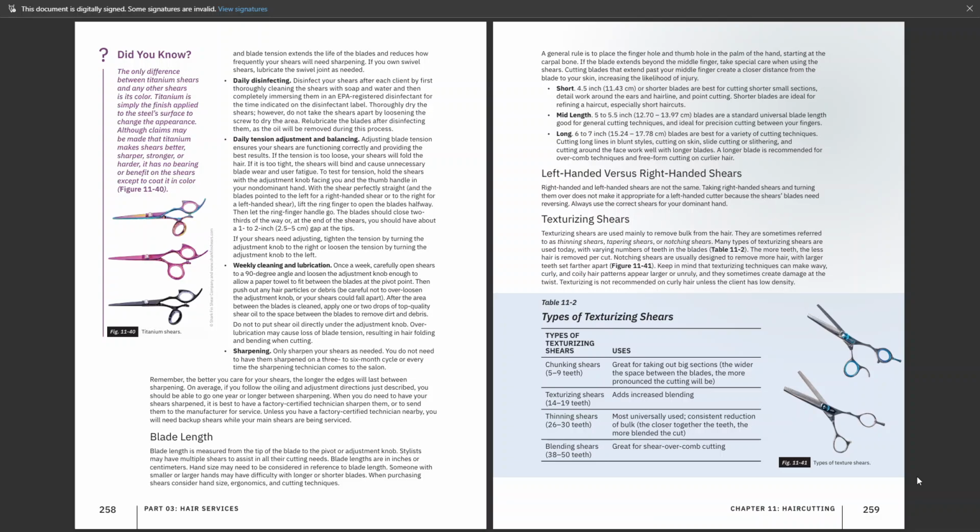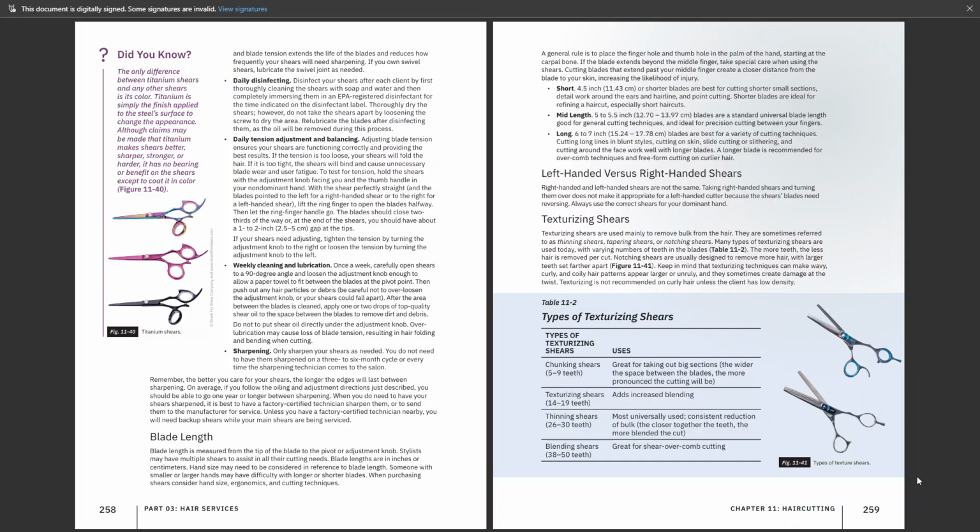Do not put shear oil directly under the adjustment knob. Over lubrication may cause loss of blade tension, resulting in hair folding and bending when cutting.